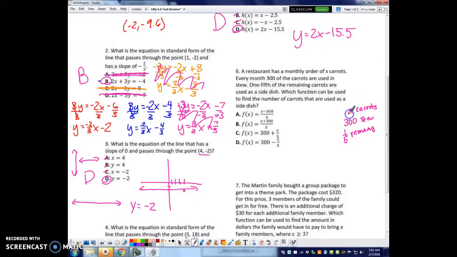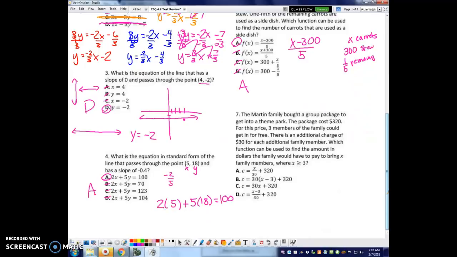So you have the total carrots, minus the 300, right? Because that's what's used in stew. And then 1/5 of what's left from this is what they use as a side dish. So which one looks like this? A. Okay, so just take it one little step at a time.